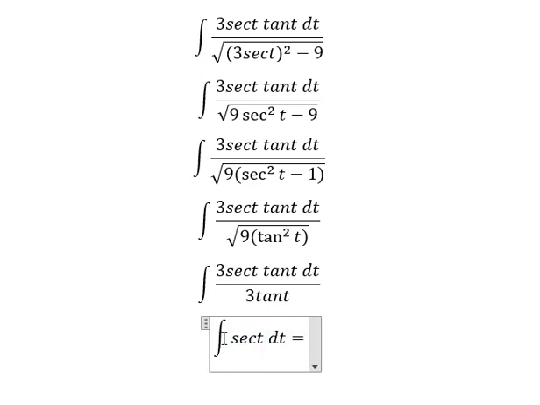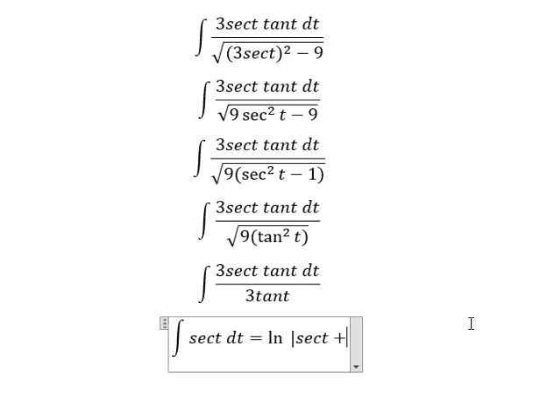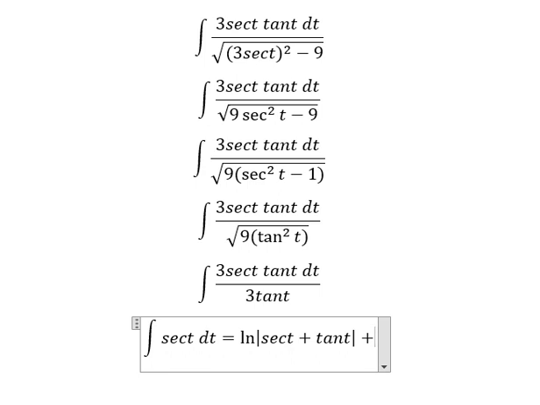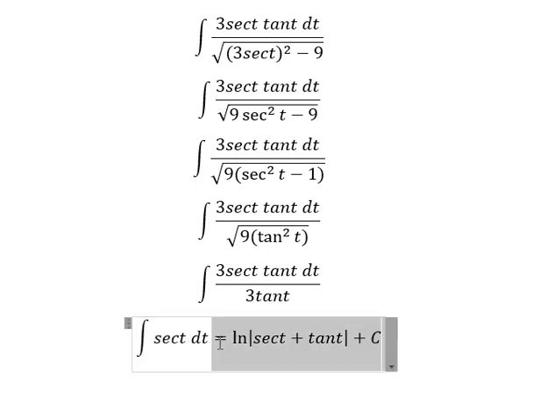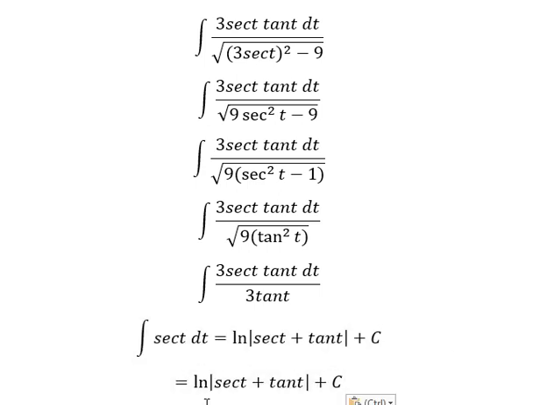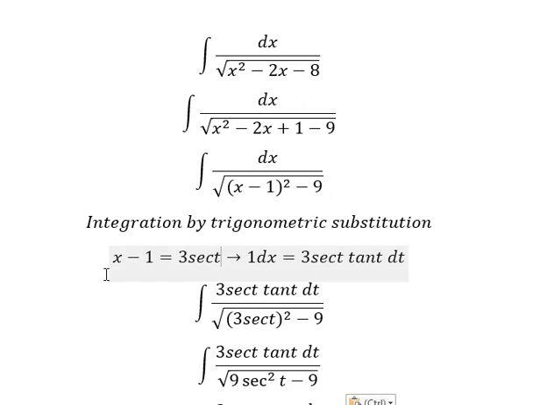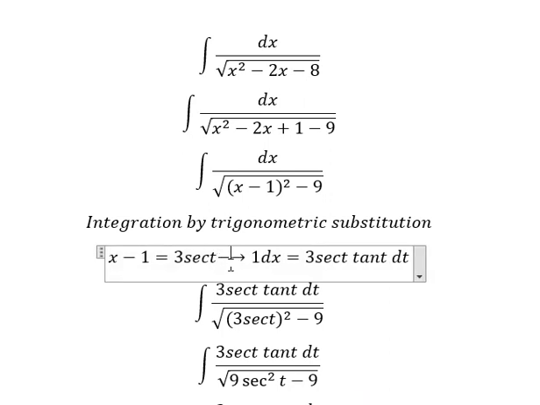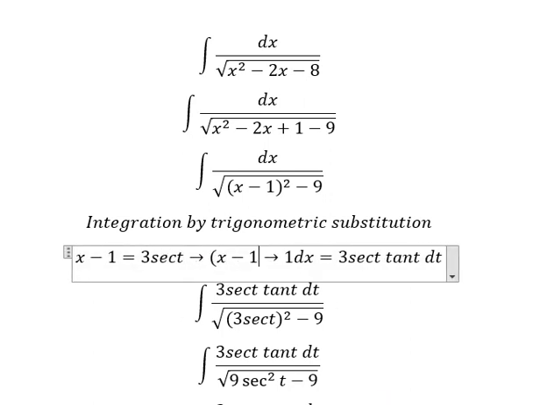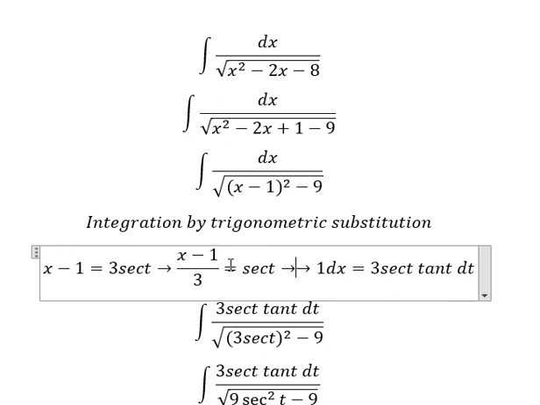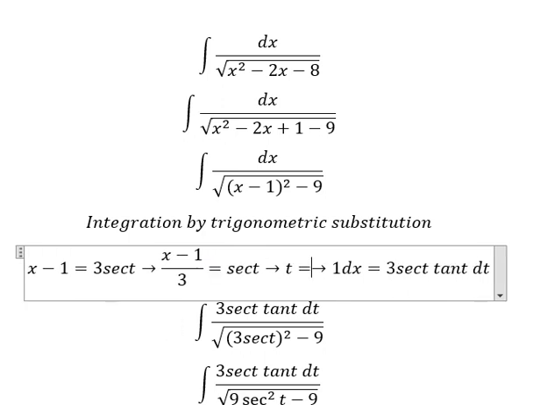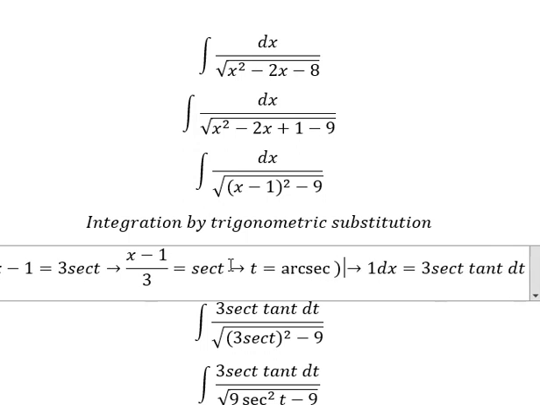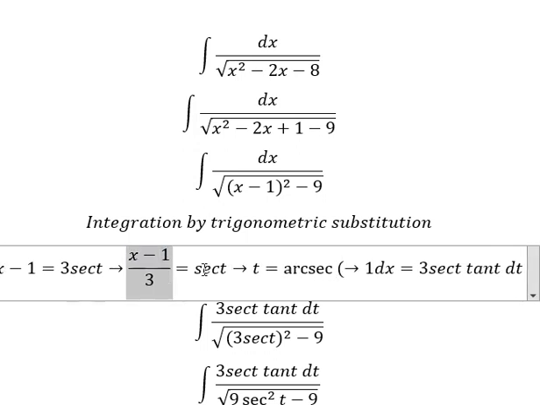The integration of this one, we have Ln of the absolute value of secant of t plus tan t, and I will put about c. About t, that is about this one, so we need to divide both sides by number 3, and later that we can find the value of t, that is about a secant of this number in here.